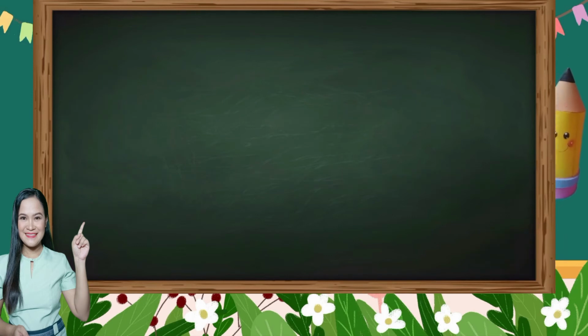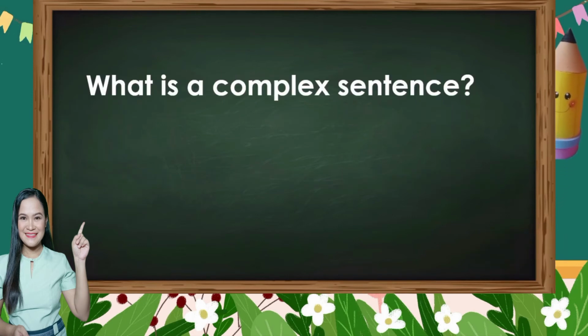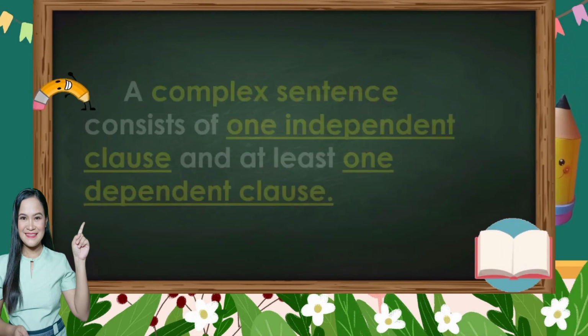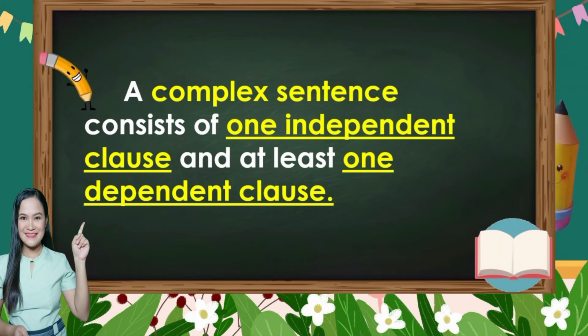Did you get it now? I'm going to ask you again, what is a complex sentence? Very well said. A complex sentence consists of one independent clause and at least one dependent clause.